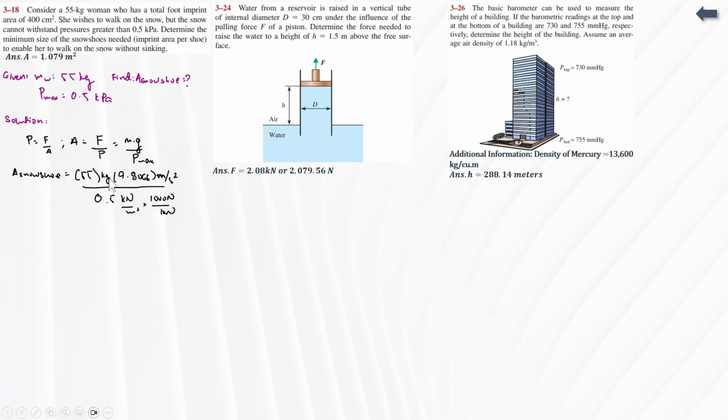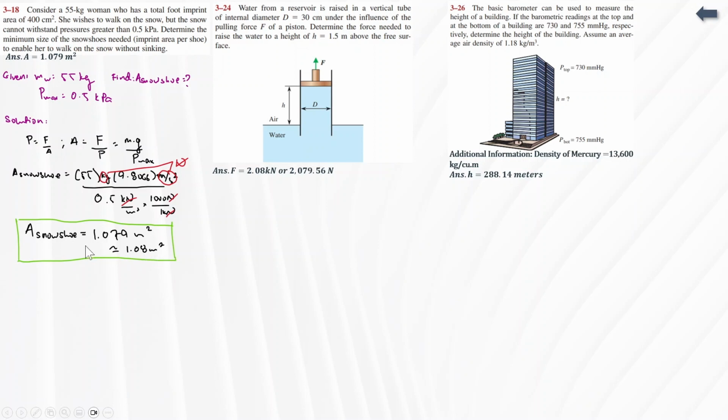So 55 kilograms, since we weren't given the acceleration due to gravity, we would assume the standard 9.8066 meters per second squared, divided by the pressure, which is 0.5 kilonewton per meter squared. I just converted this to newtons so that the kilogram meter per second squared cancels out with the newton. And we're going to be left with the unit meter squared. So we're going to have an area of 1.079 meters squared, or 1.08 meters squared.